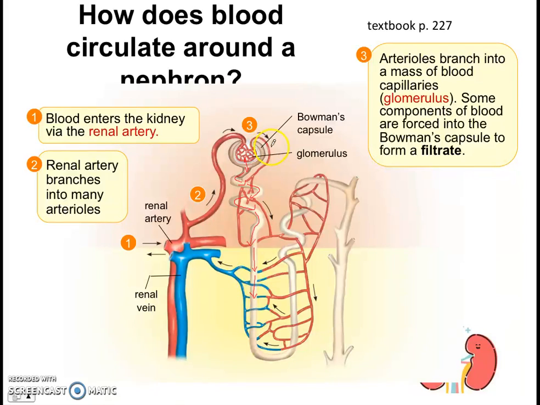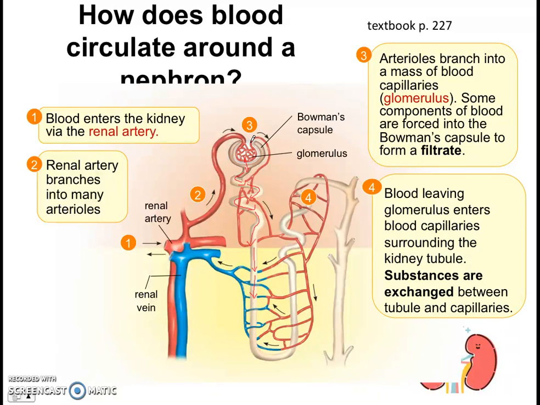What about the blood components which are not forced out of the capillaries? Well, the remaining blood leaves the glomerulus and enters the blood capillaries which surround the kidney tubule. You can see here many capillaries surrounding the kidney tubule, and it is this that allows substances to be exchanged between the tubule and the capillaries. As we shall see, this is a process called selective reabsorption. For example, with this filtrate moving through the tubule, there can be some exchange of substances between the filtrate and the blood capillaries that surround it. We'll look at more of that in the next video.